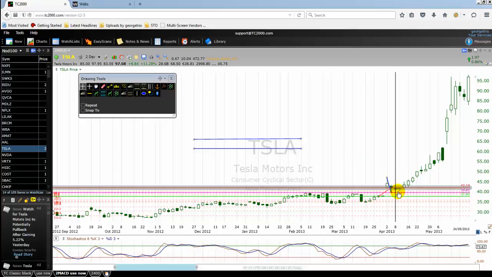So here we have a bullish trade setup. Why is it a bullish trade setup? Because we have a bullish breakaway gap, and then a stock pulled back into the 50% Fibonacci retracement level of the bullish breakaway gap. We have a bullish trade setup.